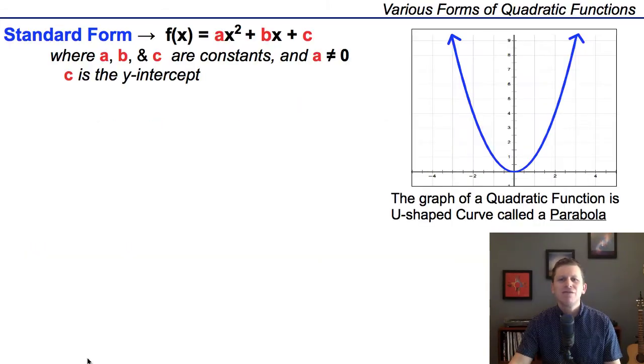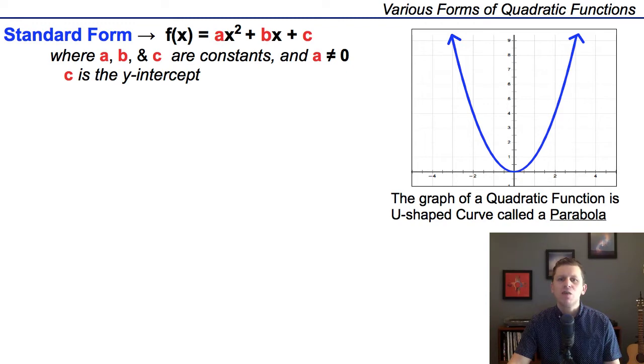Let's review the various forms of quadratic functions. The first form we learned about was standard form. When a quadratic function is in standard form, the key piece of information that we're going to want to take out is the y-intercept. The y-intercept is always the coordinate (0, c), and the c value is always this constant when the quadratic is written in standard form.